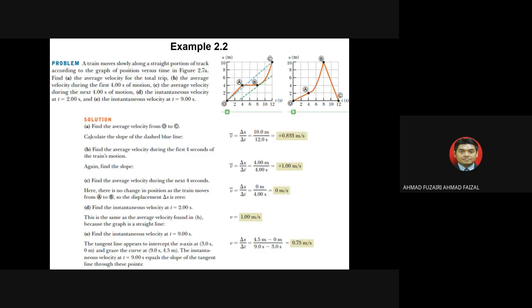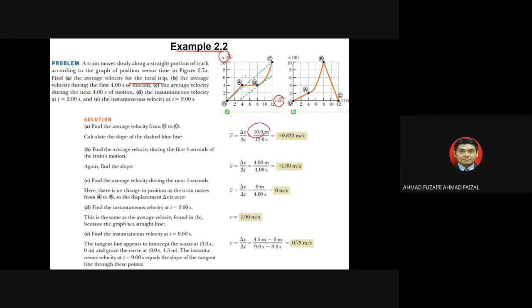Okay, this is a good example. A train moves slowly along a straight portion of track according to the graph of position versus time. Look at the position versus time. You will only have two graphs, x versus t and v versus t, the same as when you learned motion during your school days. Find the average velocity for the total trip. So the average is you get the total position, total length, which is 10 meters.